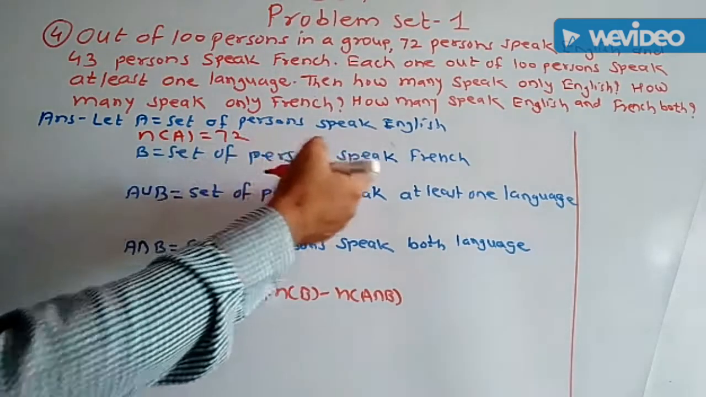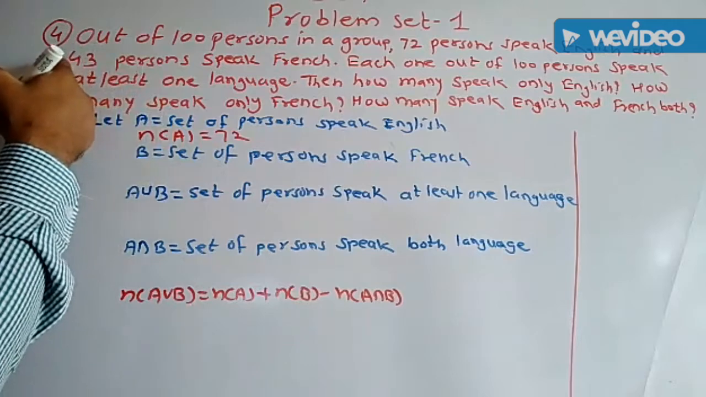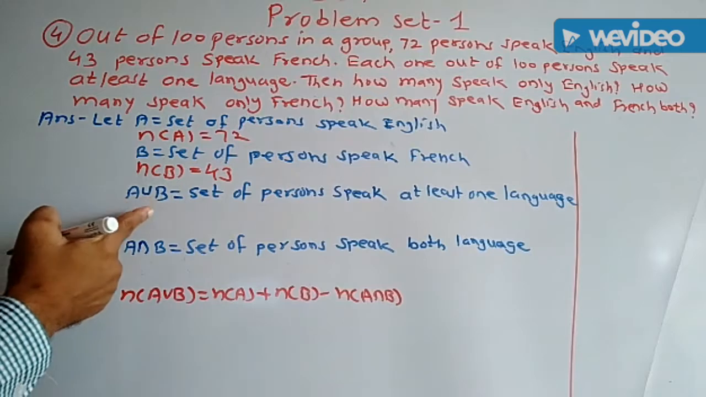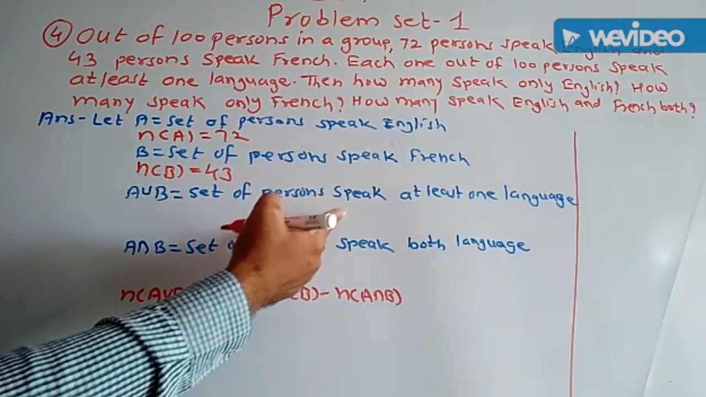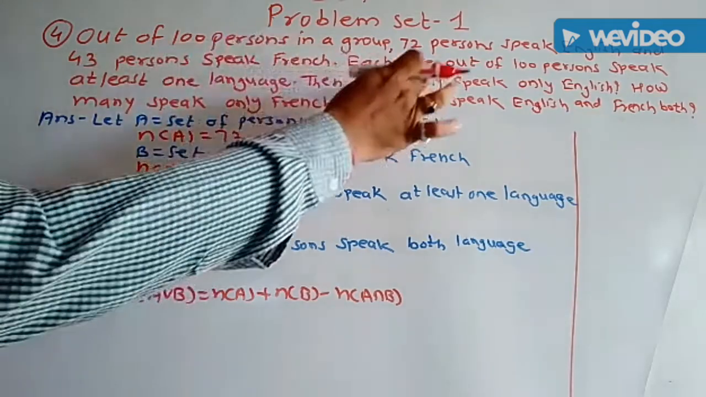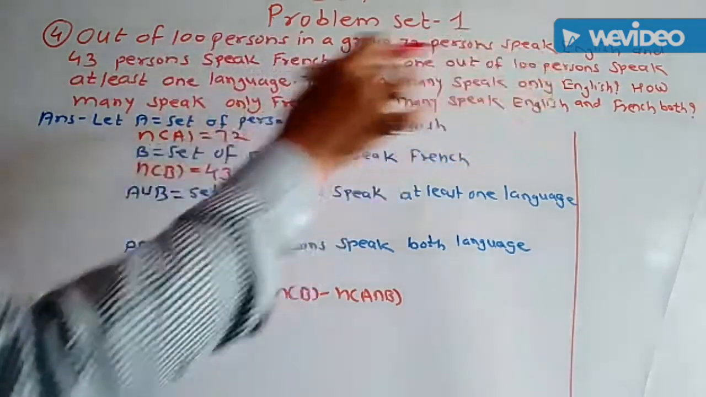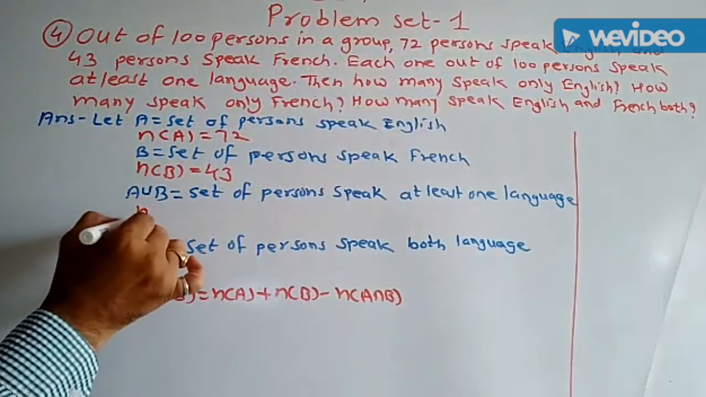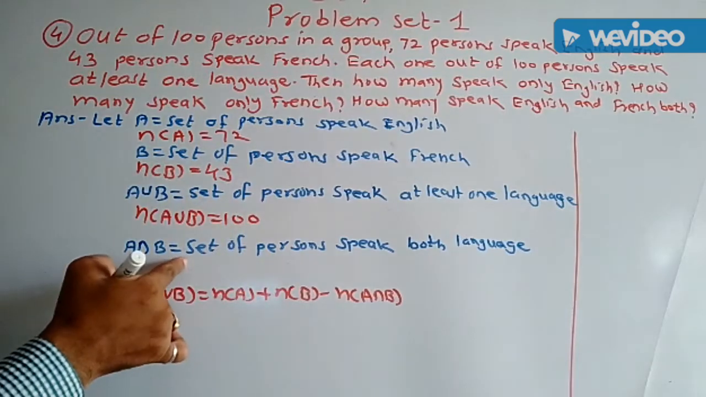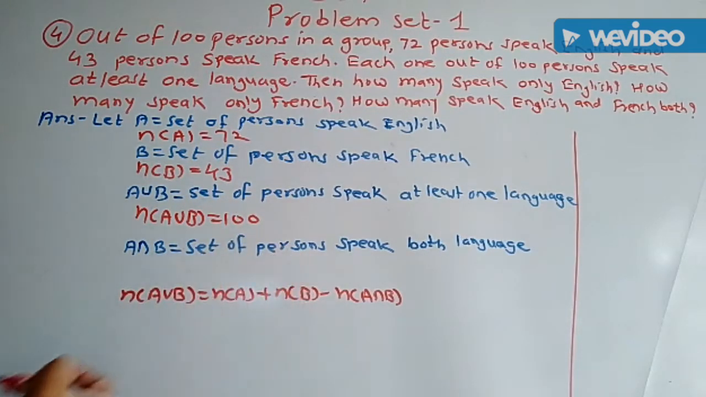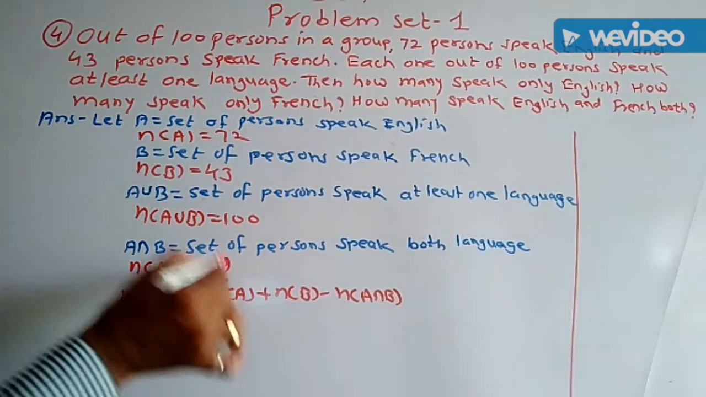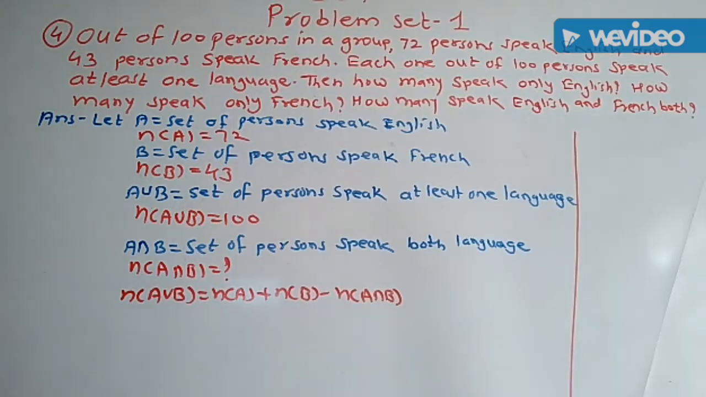B is the set of persons who speak French, and the number given is 43, therefore n(B) = 43. A union B is the set of persons who speak at least one of the languages, and we are given that all 100 persons speak at least one language, therefore n(A union B) = 100. Now we consider A intersection B as the set of persons who speak both languages, which we have to find. That means we have to find n(A intersection B).